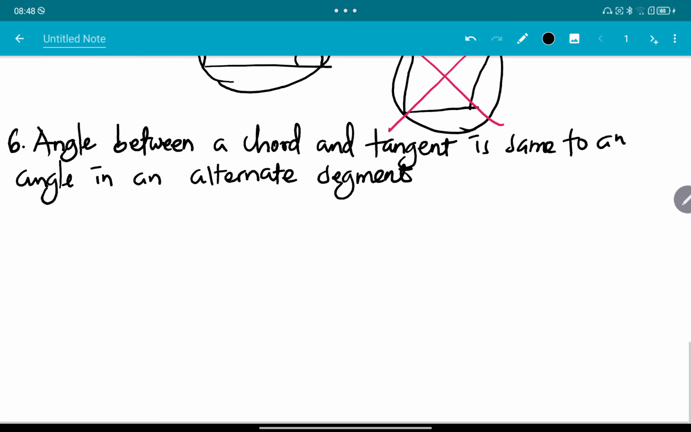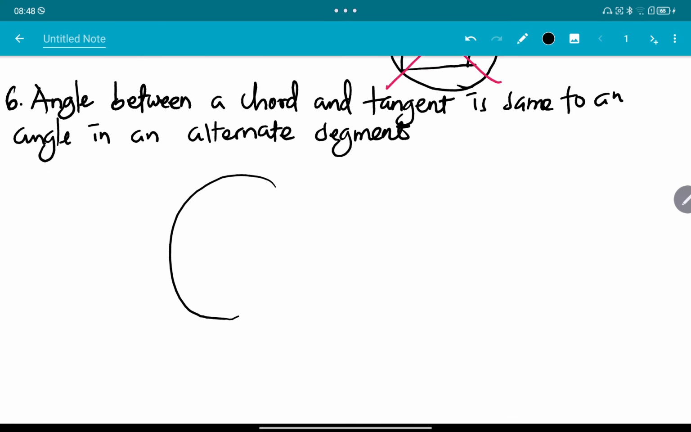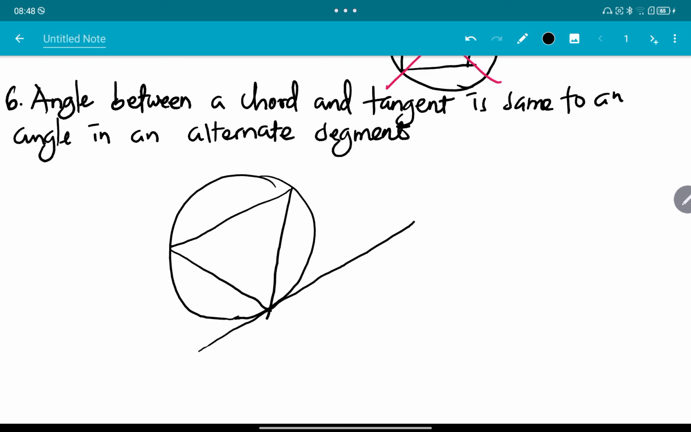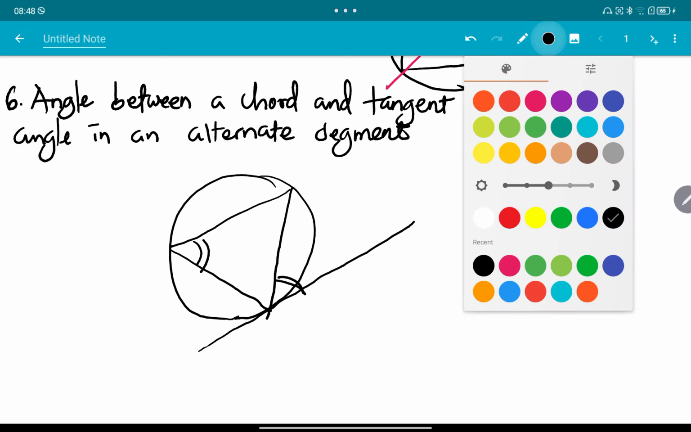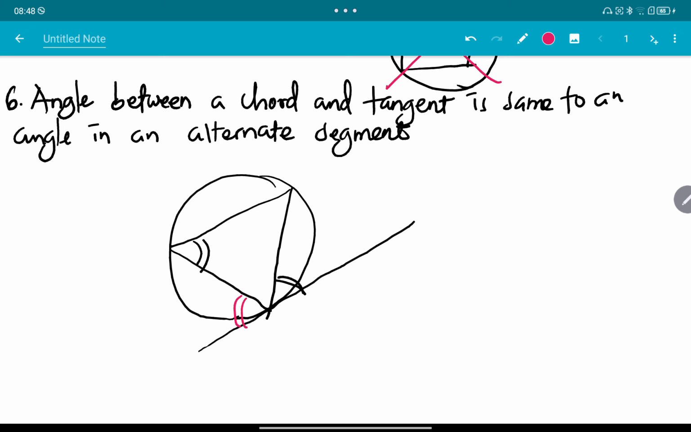So when we talk of the alternate segment, this is what we mean. So that is the circle. You can have the tangent, so that is the tangent. From this point, if we have a chord there, that chord can make a triangle. So what we mean is that this angle here is the same as this. Equally, this angle here is the same as that. So if this is P, this is P. If the other angle was Q, this is also Q.